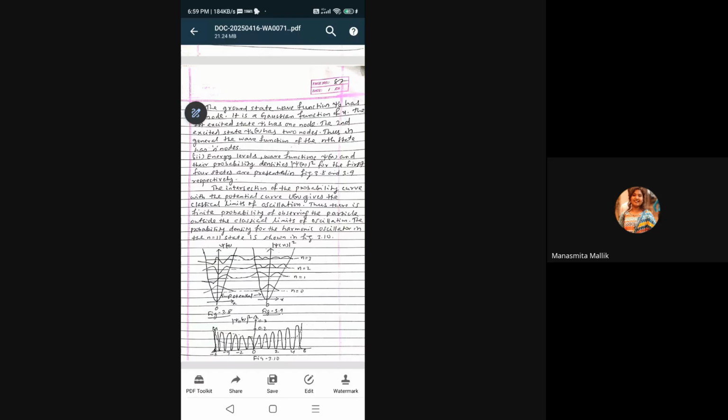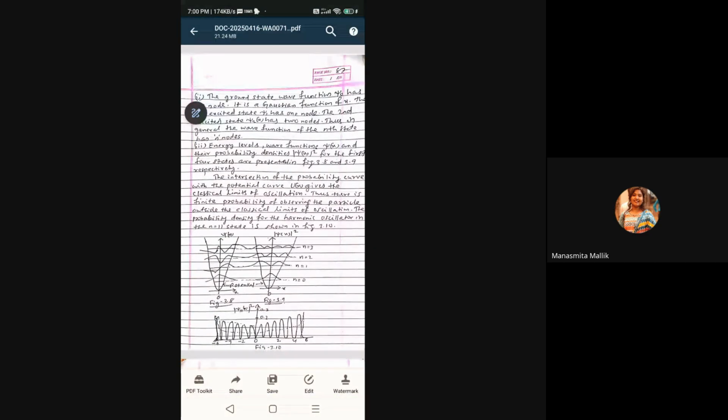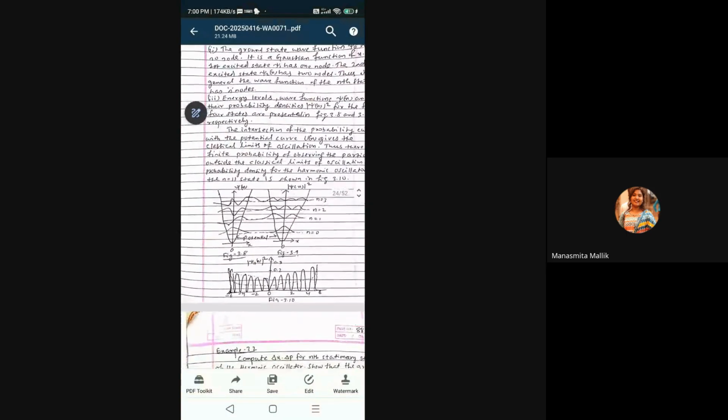So energy levels, wave function psi and their probability density psi square for the first four states are presented in the first figure and second figure respectively. The intersection of the probability curve with the potential curve gives the finite probability of observing the particle outside the classical limit of the oscillator, and the probability density for the harmonic oscillator is shown in the third figure on the screen. So the first one is psi and the second one is psi square or probability.